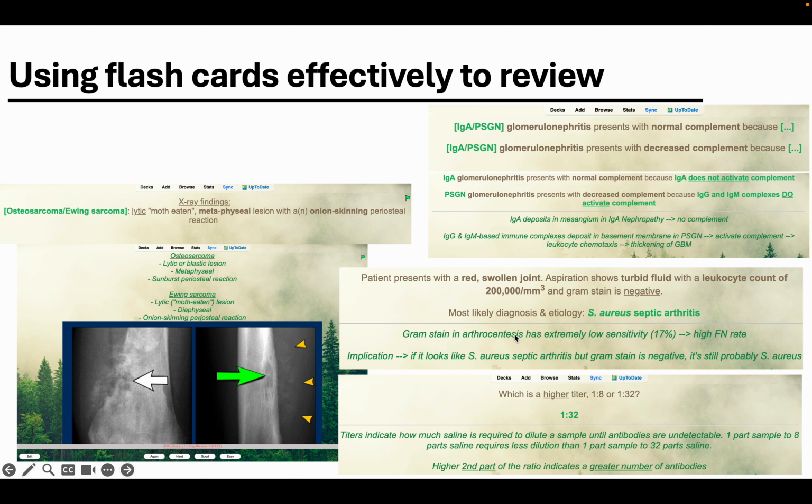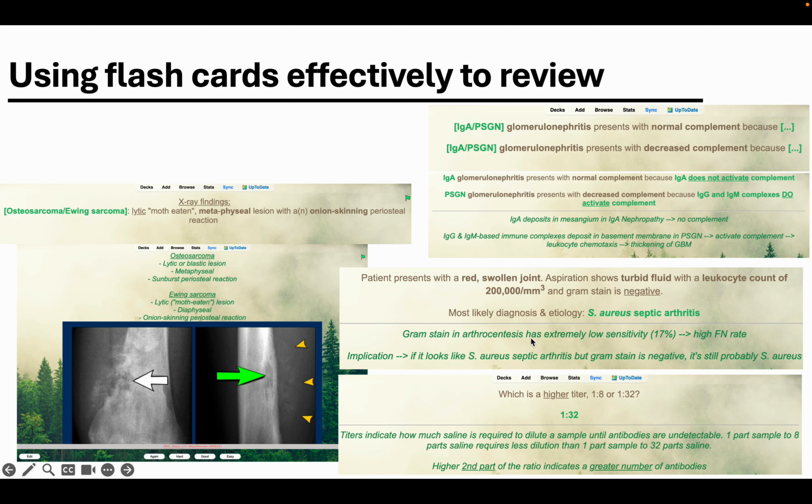This next card down here, just below the IgA and PSGN card, is something I was talking about before with paying attention to the sensitivity and specificity of tests. This card presents a patient who has what looks like a slam dunk case of Staph aureus septic arthritis, except the gram stain is negative. We would expect a gram stain to be positive in a patient with Staph aureus. This is the answer card, of course, so you can see the answer is in fact Staph aureus, and here is the reason why.